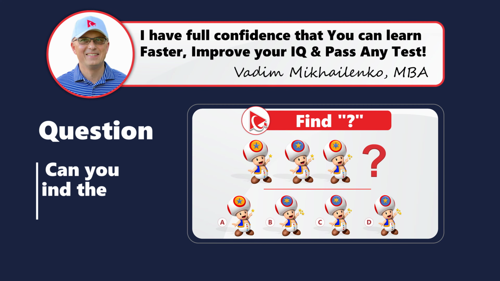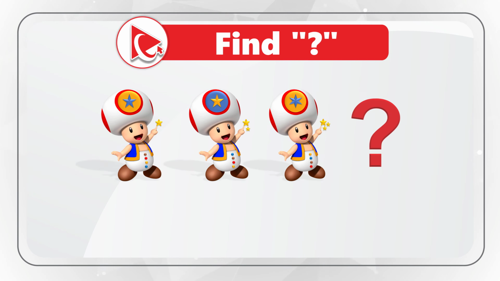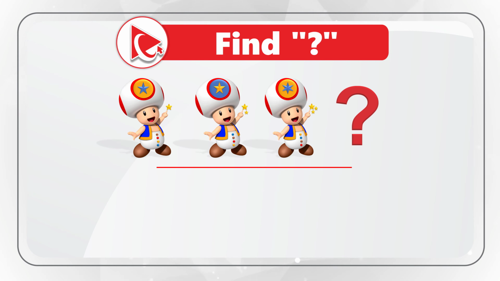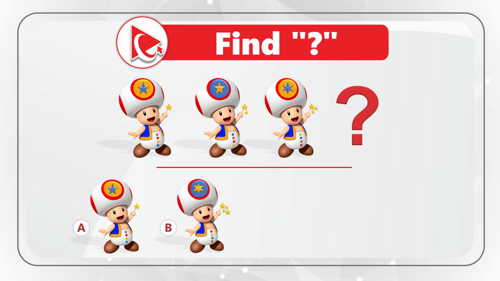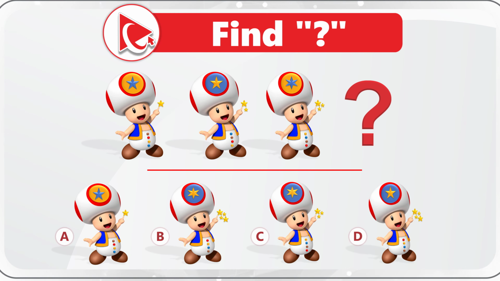Here's a very interesting question where you're presented with the sequence of wizards and you need to select the next wizard in the sequence. You have 4 possible choices to make a correct selection. Choices A, B, C, and D. Take a close look to see if you can pause this video and come up with the right solution.